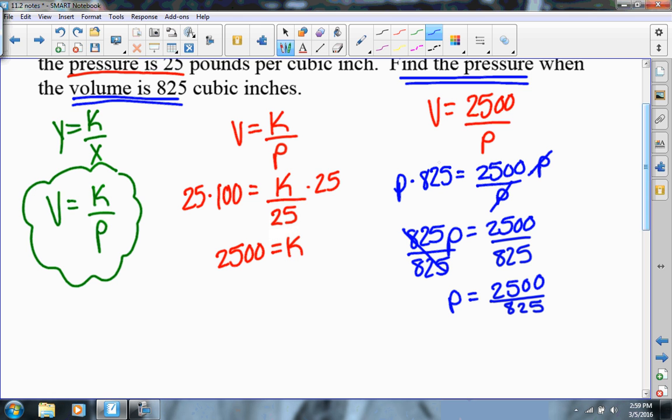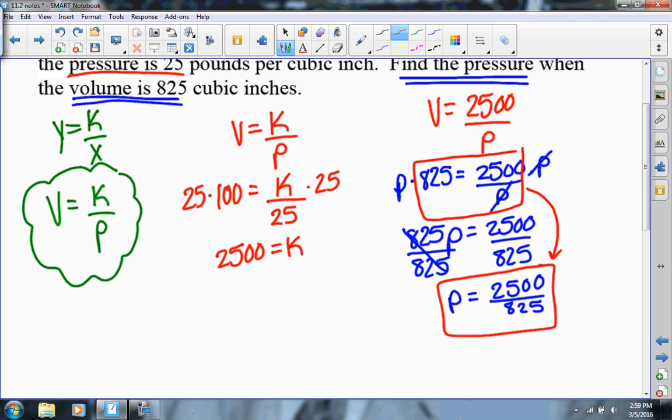But notice that with my original equation, I'll box it in here. This was my original equation after I substituted everything in. And in this equation here, the 2500 and the 2500 stay in the same spot, but the P and the 825 flip-flop. So that's the shortcut. If you want to write your equation and then go directly to this when you're solving for a variable that's in the denominator, then that's totally fine. Okay? But then if I actually finish and divide this out, I'll get 3.03.